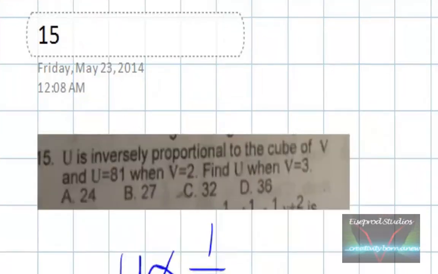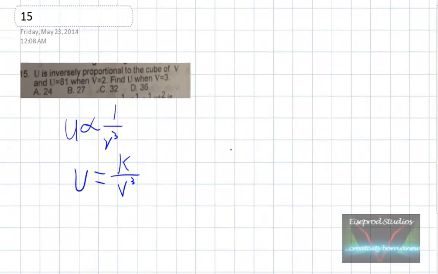So question 15 tells us that u is inversely proportional to the cube of v, and that u is equal to 81 when v is equal to 2. They want us to find what u is when v is equal to 3. So the first thing we want to do is recognize what it means to be inversely proportional. Instead of directly proportional, where the constant would be multiplied, this time you take the constant and divide it by whatever it is of interest. They said the cube of v, that's why I put v cubed. So this is our constant up here, this is our v cubed, and that's our u.